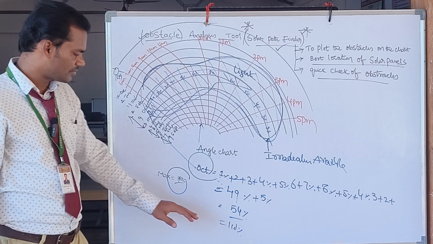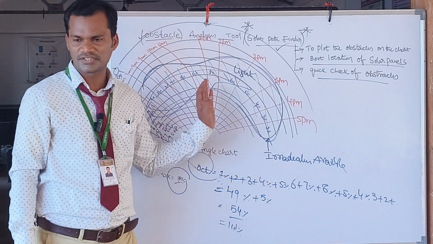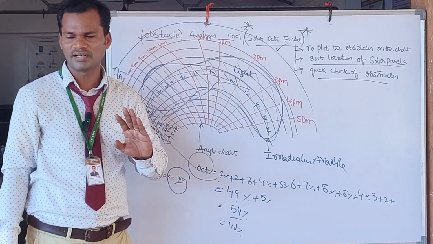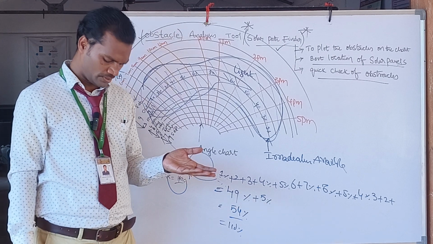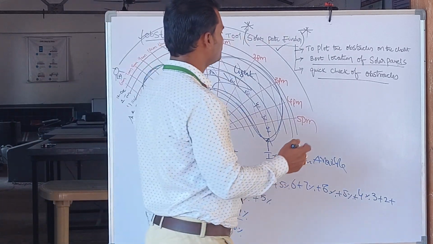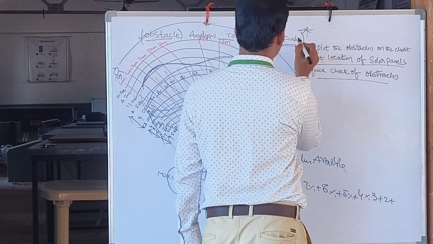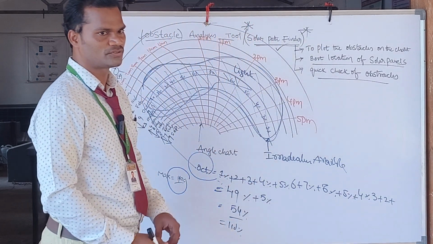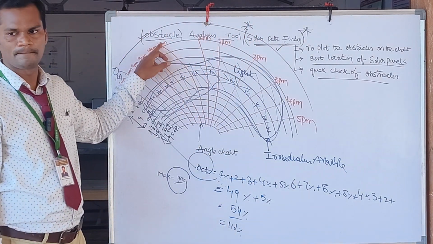So based on that, you have to calculate this percentage. You can take a decision whether to install a solar panel or not to install the plant. Okay, so this is about how to make use of a solar pathfinder. So now what did we identify?